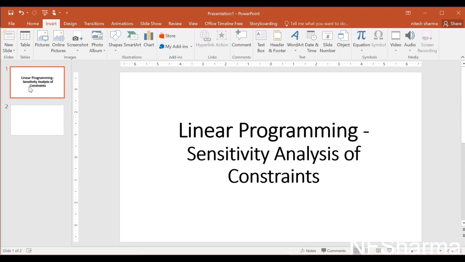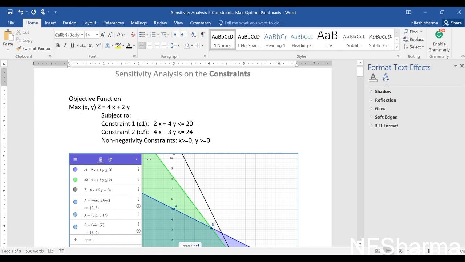Hi guys, welcome to the video on sensitivity analysis of constraints. I expect that you have a basic understanding of what sensitivity analysis is. So I'll take you to the problem.